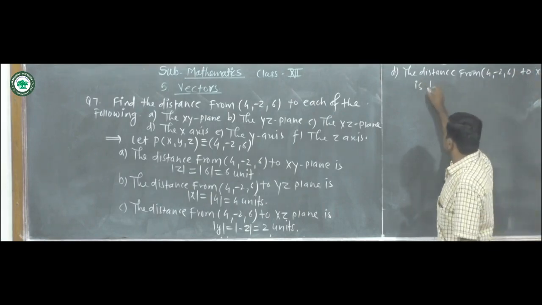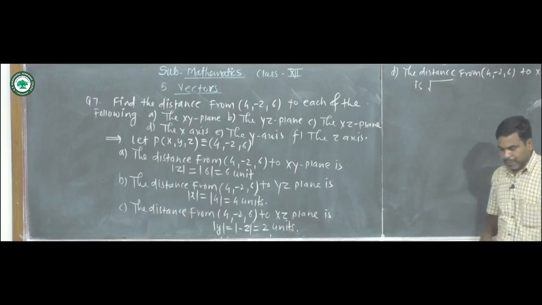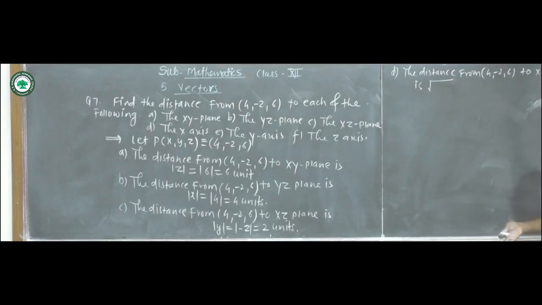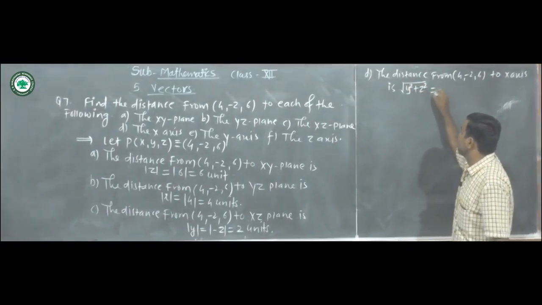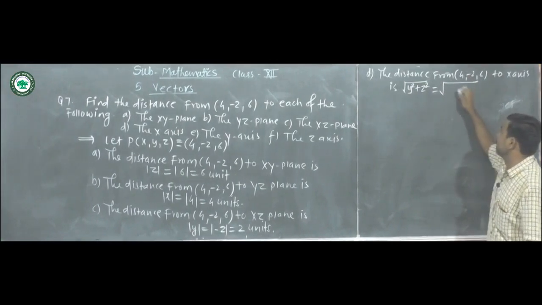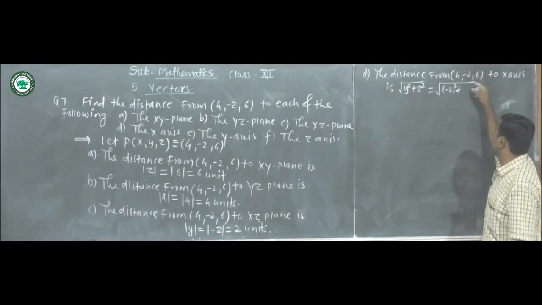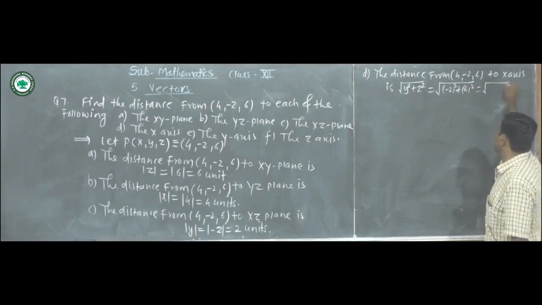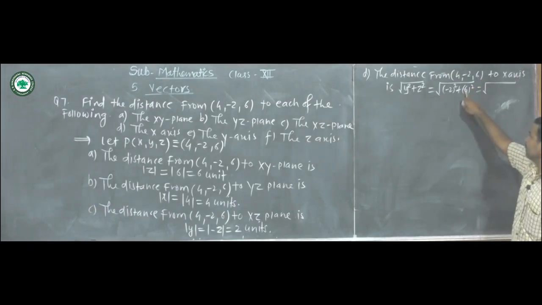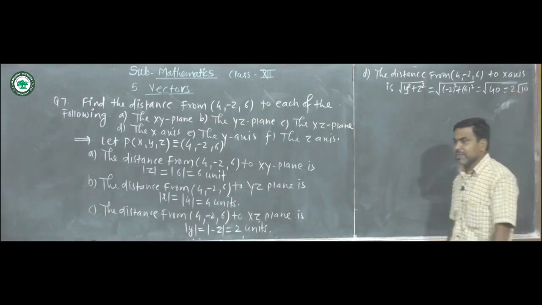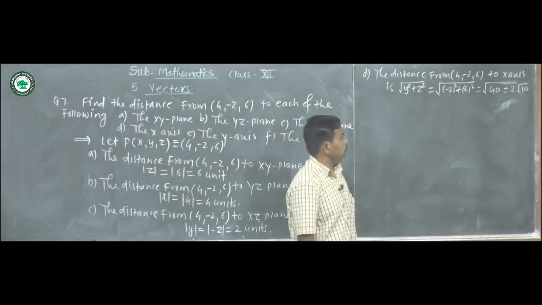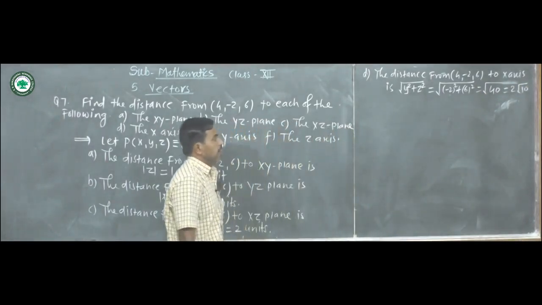is the square root of... here, from the x-axis, what are the remaining coordinates? y, z. So it is the square root of y squared plus z squared, which is equal to the square root of (-2) squared plus 6 squared. It is equal to the square root of 36 plus 4, which becomes 40, or this can be written as 2 into the square root of 10. 40 can be written as 10 into 4, and the square root of 4 is 2, so it is 2 square root of 10 units.